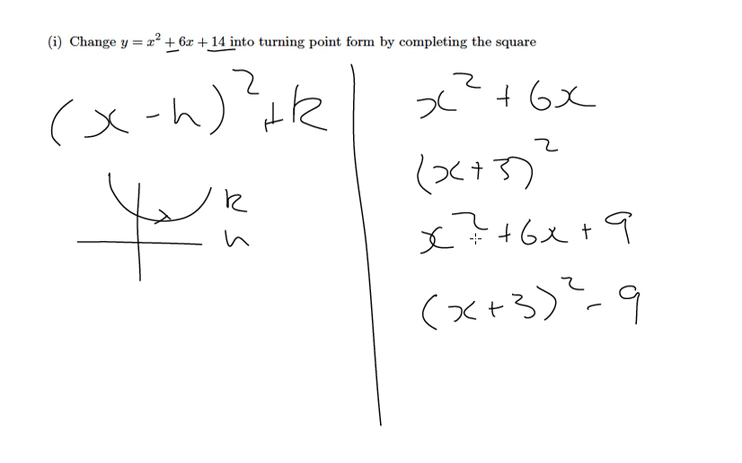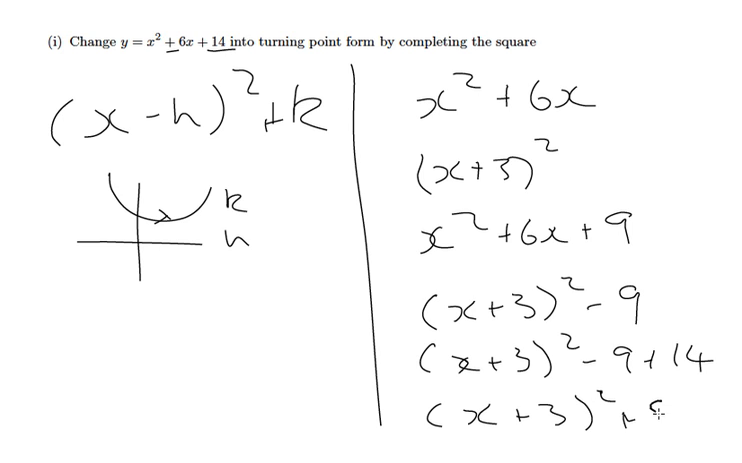That's right, and then all we have to do is add in the extra plus 14, so we're going to get x plus 3 all squared minus 9 plus 14. Well, even I can do minus 9 plus 14, so what does that end up with? We get x plus 3 all squared plus 5. And that's it, we're in turning point form. We're done.